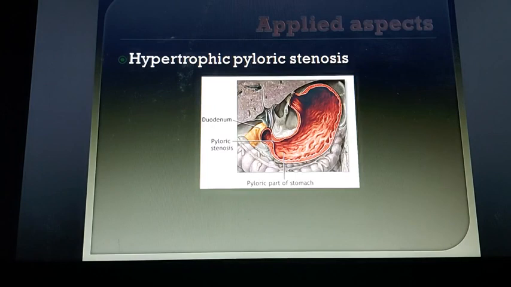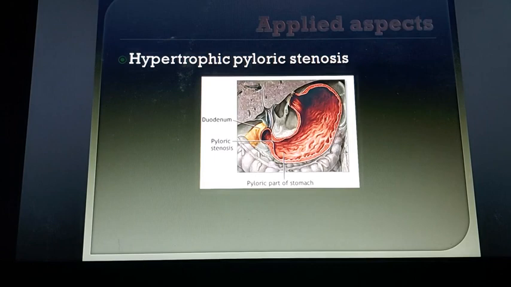Coming to the applied aspects. First of all, hypertrophic pyloric stenosis. This is mainly a congenital anomaly, for which a surgical procedure can be done. Here there will be a narrowing of the pyloric part of the stomach. This is called hypertrophic pyloric stenosis.